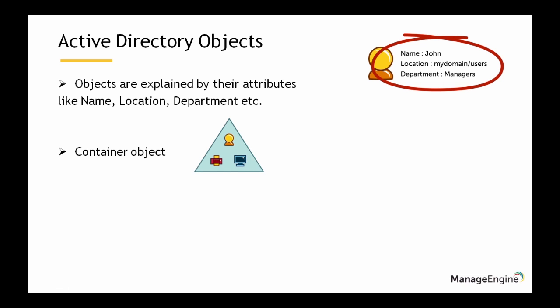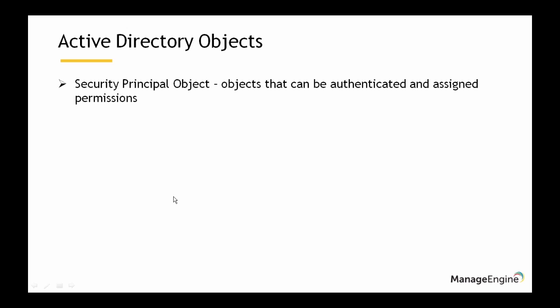And there is another type of object in Active Directory called the leaf object. The leaf object, unlike the container object, cannot contain anything within itself. So these are pretty much like standalone objects. And then you have security principal objects, objects that can authenticate and authorize. So you have all these types of objects.